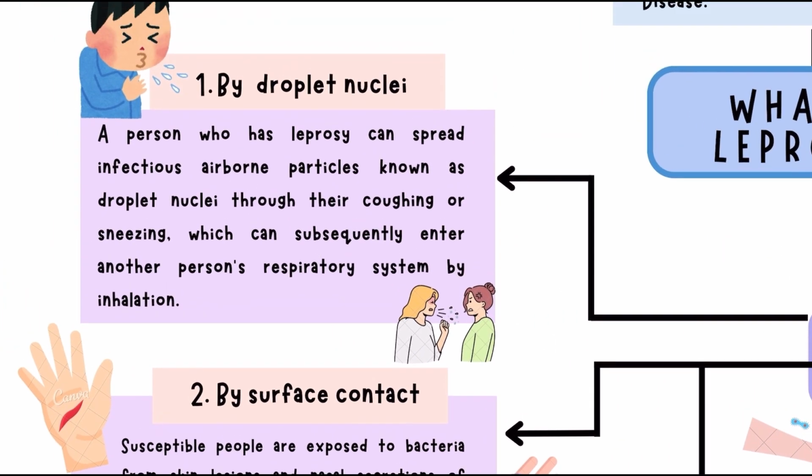Leprosy is an infectious disease that requires multiple modes of transmission to infect another person from the infected patient. The easiest mode is through droplet nuclei. A person who has leprosy can spread infectious airborne particles known as droplet nuclei through coughing or sneezing, which can subsequently enter another person's respiratory system by inhalation.